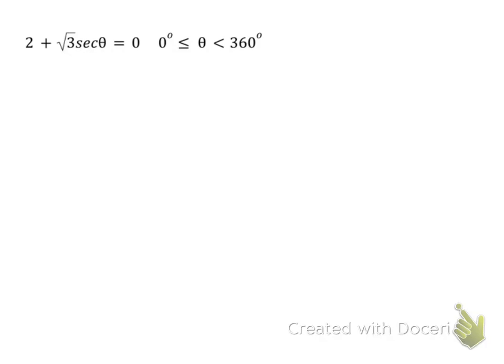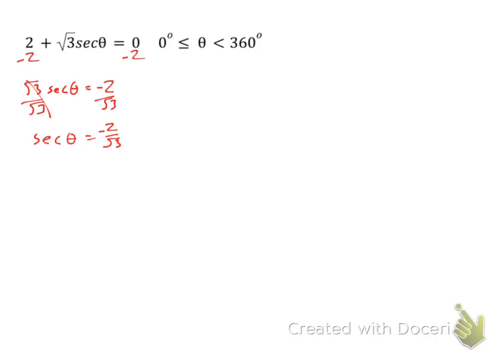Okay, so here we go. I'm hoping everybody would understand. I'm going to subtract 2, so square root of 3 secant theta equals negative 2. Divide by square root of 3. So these are gone. I get secant theta equals negative 2 over square root of 3.